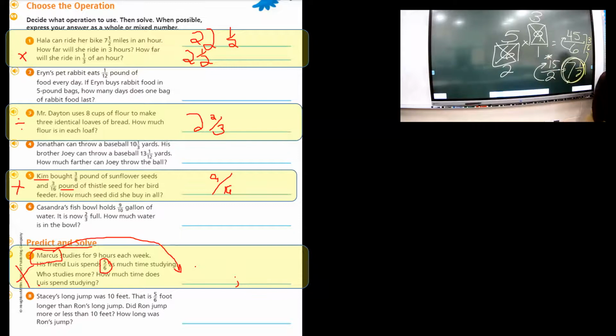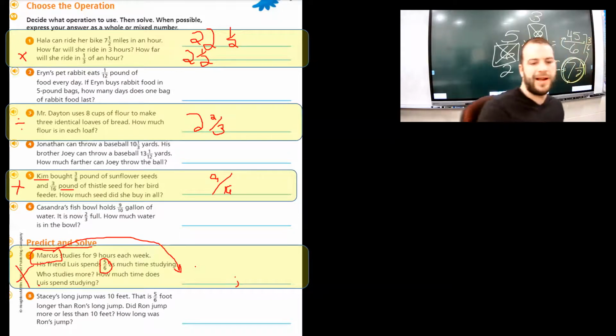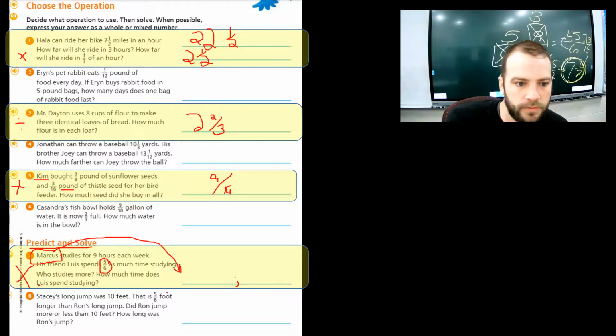I like this way better. That's why I always tell you guys reduce first. You can do whatever way you want, but it's really helpful to reduce first. So 7.5 hours. And then you can put Marcus studied more.